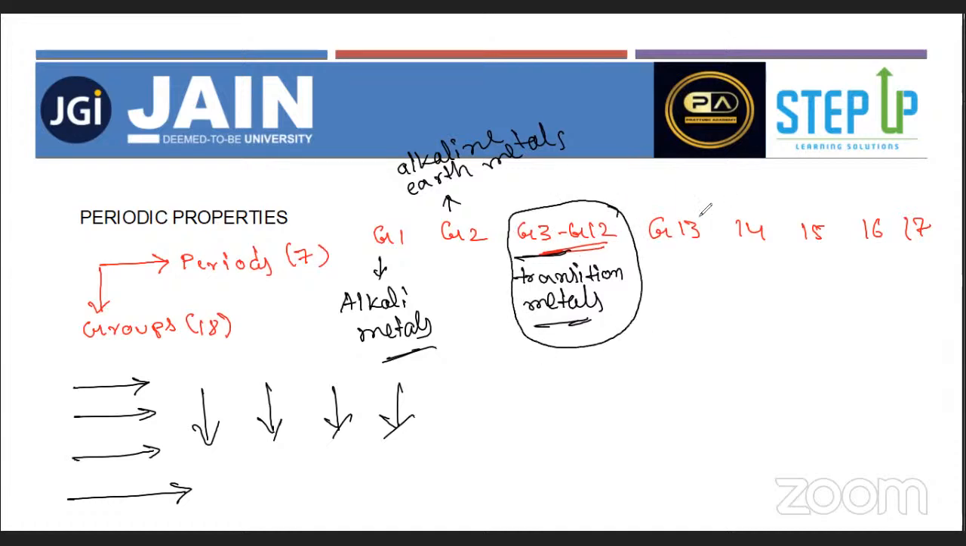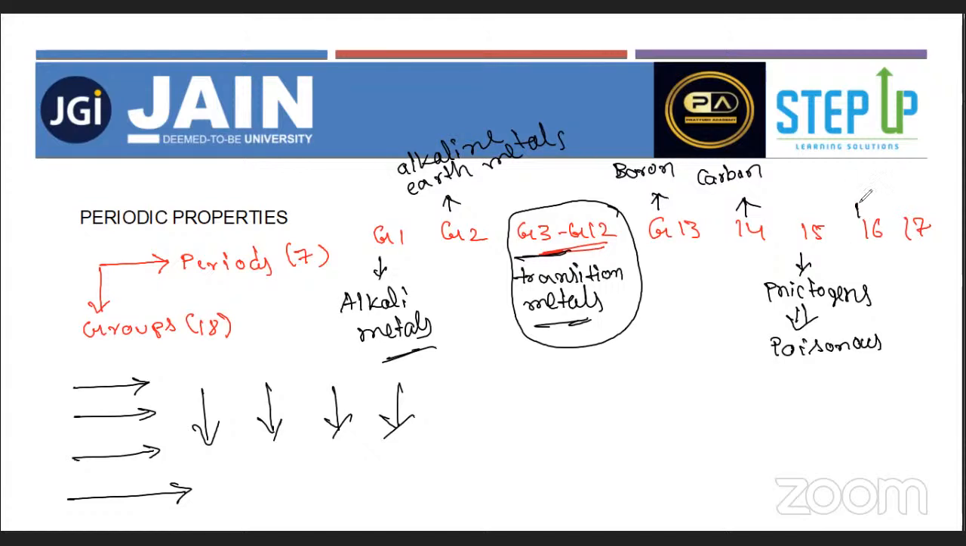When I'm talking about group 13, this is known as your boron family. This is known as your carbon family. Obviously, this is known as the nitrogen family, but it has a name which is pnictogen. Why is it pnictogen? Because these are normally poisonous in nature. Pnictogen is something which is poisonous.